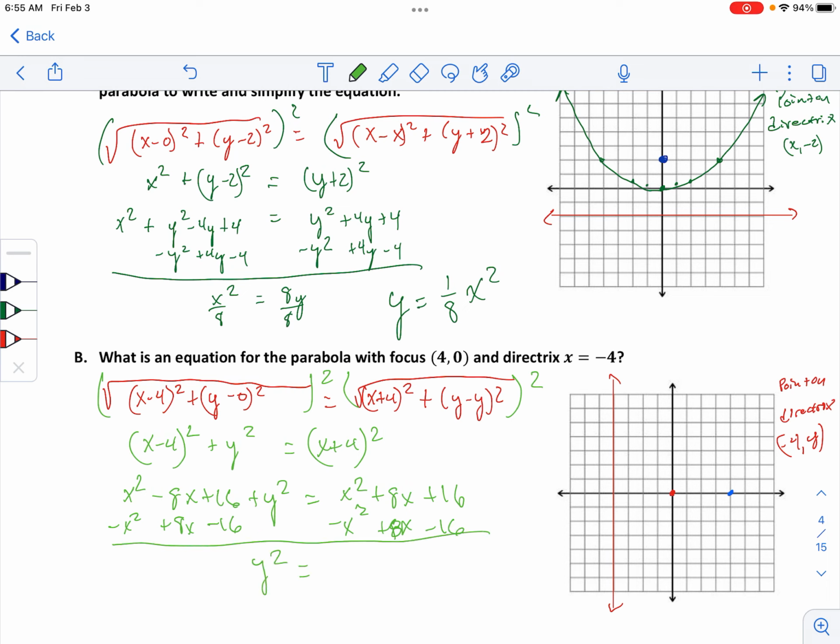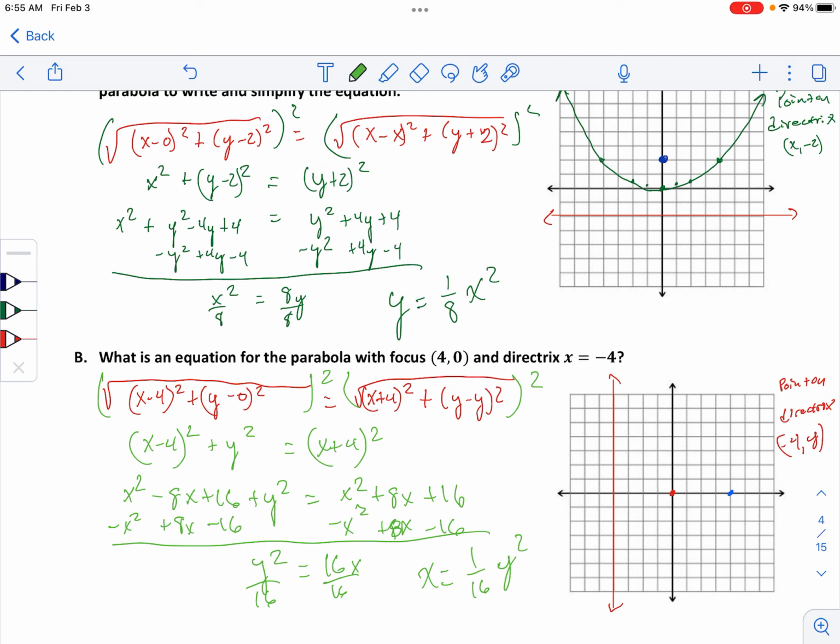When you do that, you get y squared equals 16x. But here, because the y is what's being squared, we actually need to solve for x. So we have to divide both sides by 16. Now, dividing by 16 is the same as multiplying by 1/16. So we're going to multiply by 1 over 16 times y squared. So we're in that format that we like.